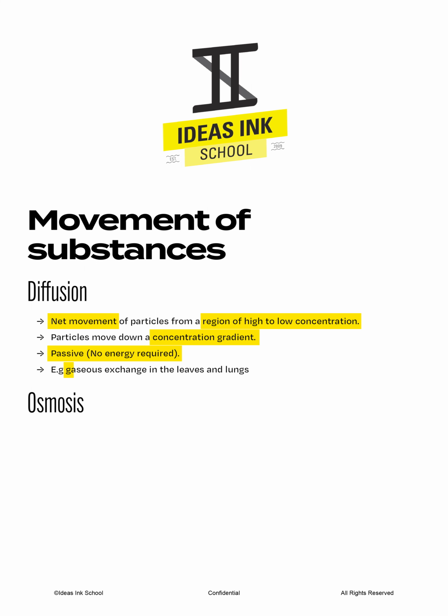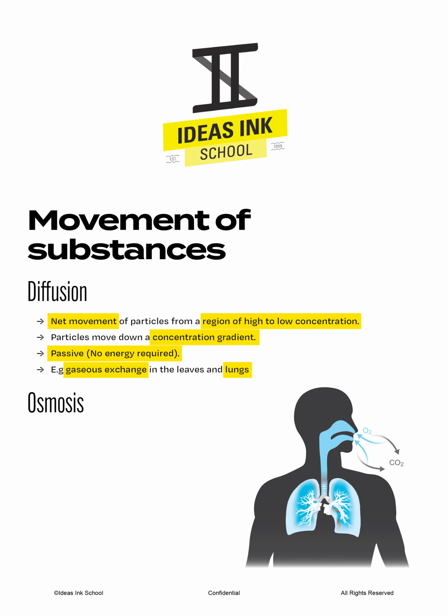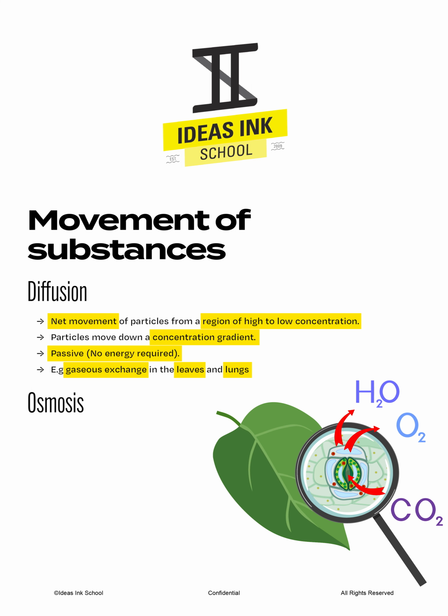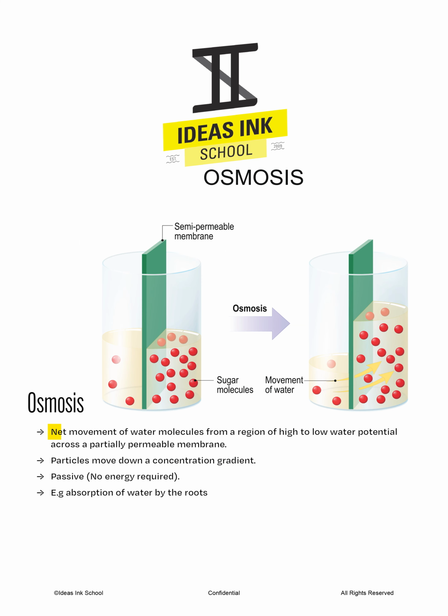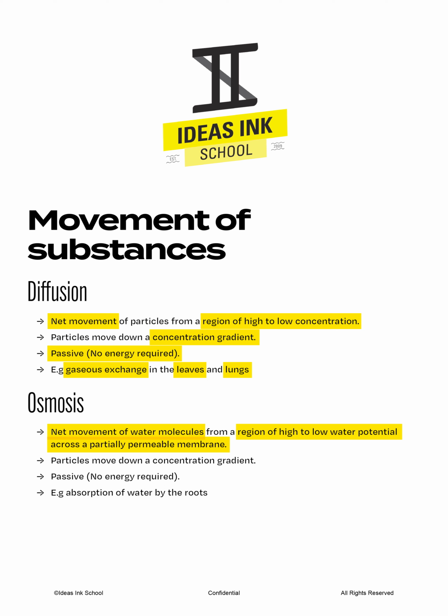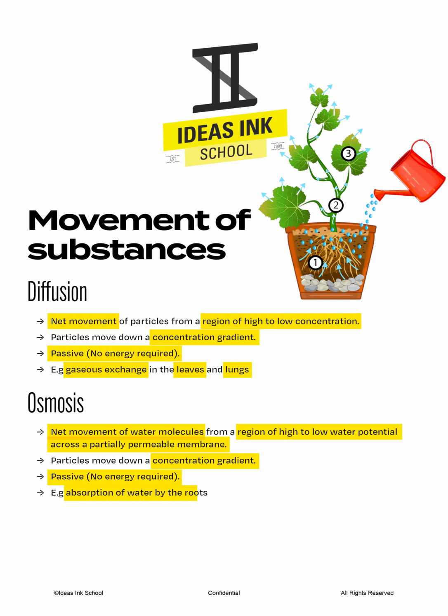Examples of diffusion include gaseous exchange that occurs in the lungs and carbon dioxide diffusing into the leaves for photosynthesis. Next is osmosis. Osmosis is the net movement of water molecules from a region of higher to lower water potential across a partially permeable membrane. This movement also occurs down a concentration gradient and is a passive process, meaning no energy is required. An example of osmosis is how water enters the roots from the soil.